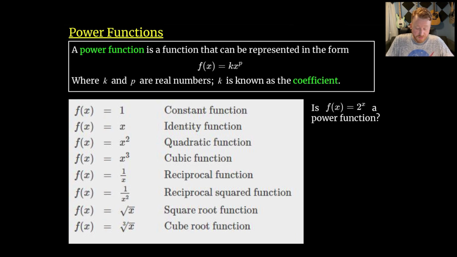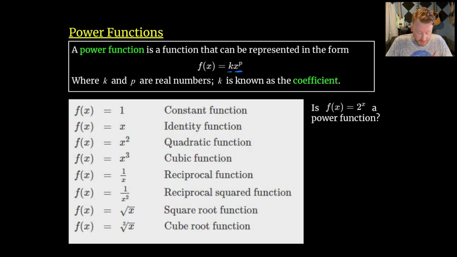A power function is a function that can be represented in this form here. f(x) equals k times some variable x raised to the p power. And both k and p are real numbers. k is what is known as the coefficient, so we'll be using that language from here on out to talk about the coefficients of these power functions, and then on an upcoming slide, of the polynomial functions.